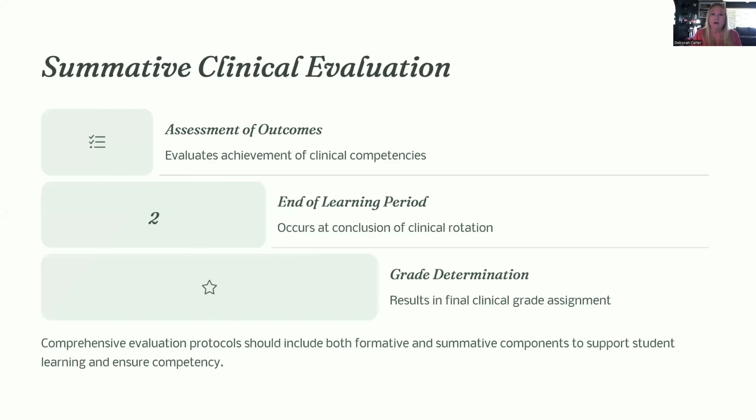The summative evaluation, that's at the end. It's a comprehensive assessment. So overall, at the end point, did they achieve their clinical competencies? At the end of the learning period, did they meet their objectives? And then you assign a grade to that.